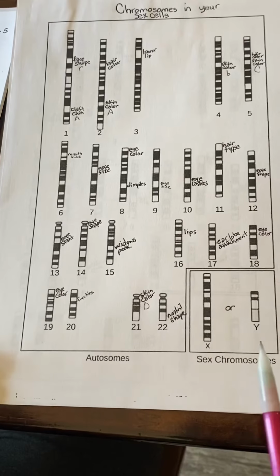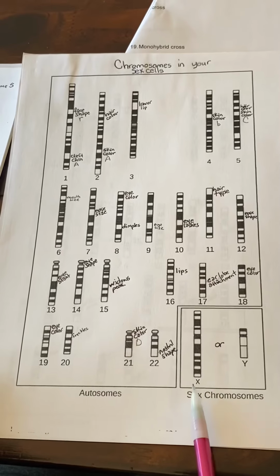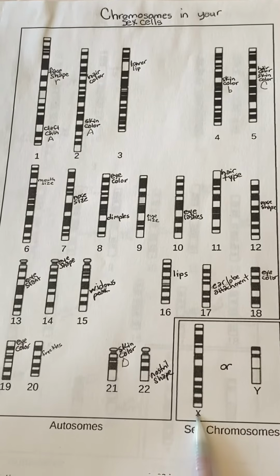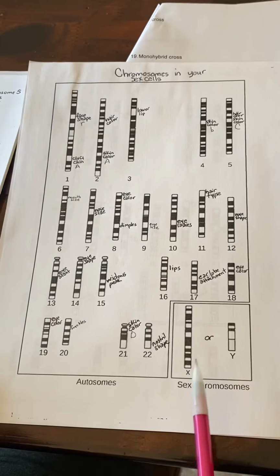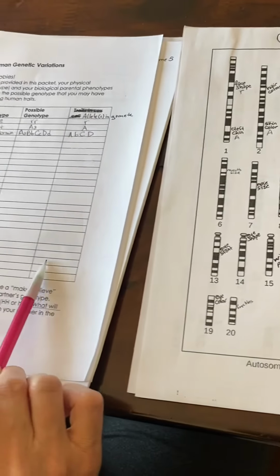So there's 23 there. When you get to the sex chromosomes, if you read in the handout, if you're female, you have 2 X's, but in the sex cells, you're only going to have 1. And if you're male, you either have an X or a Y, so you're going to flip the coin to decide which one's in your gamete down here for the gender.